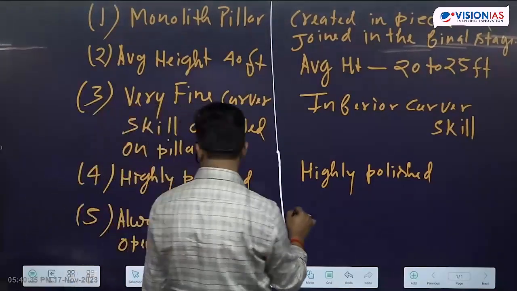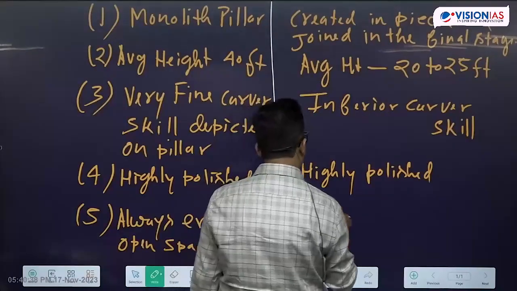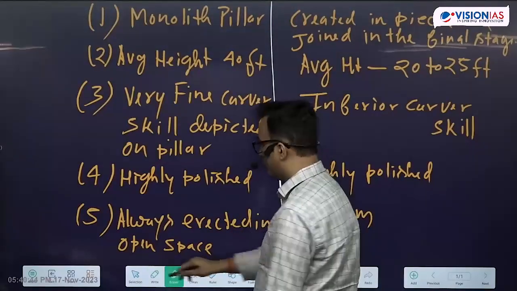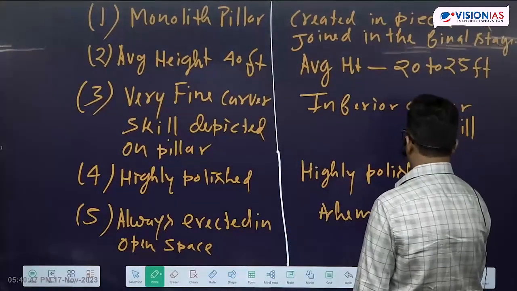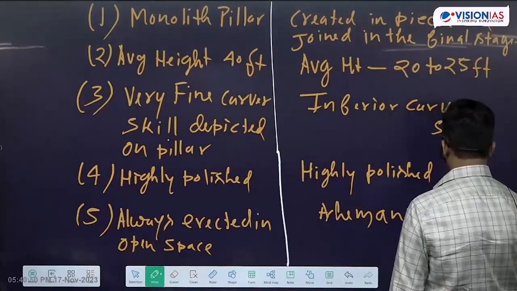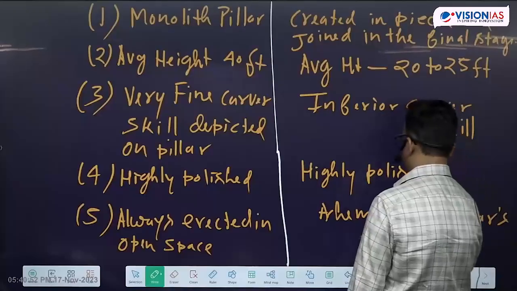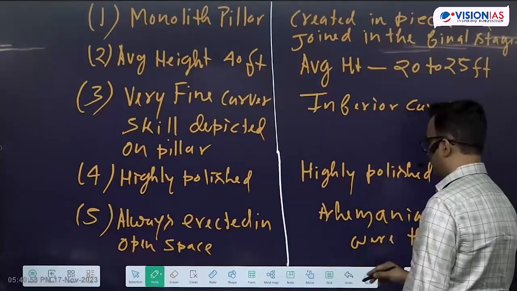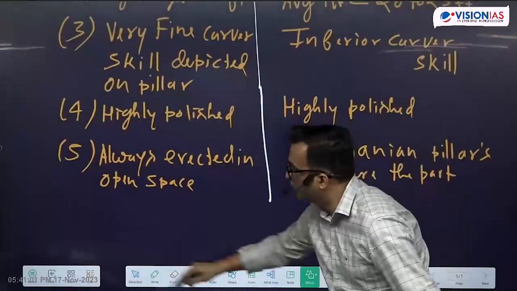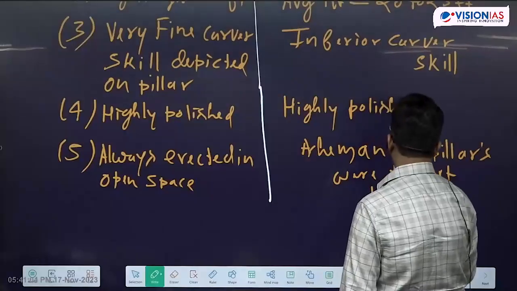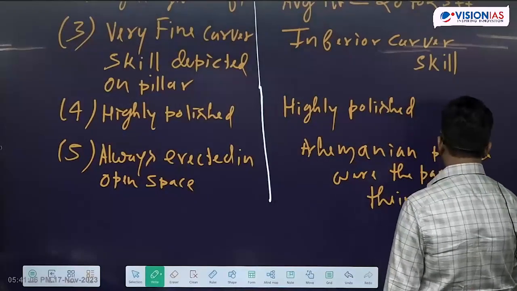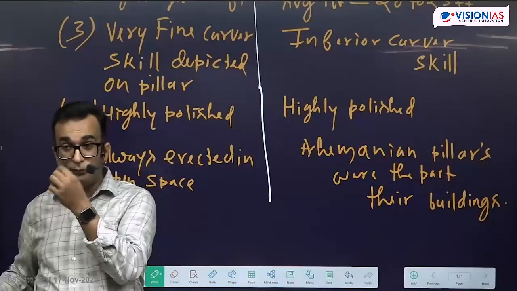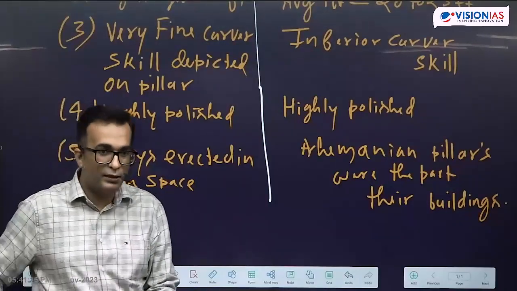And this side you write Achaemenian pillars. 1 minute. Achaemenian pillars were part of their buildings. Done. So this is the difference between the two areas, Iran and India.